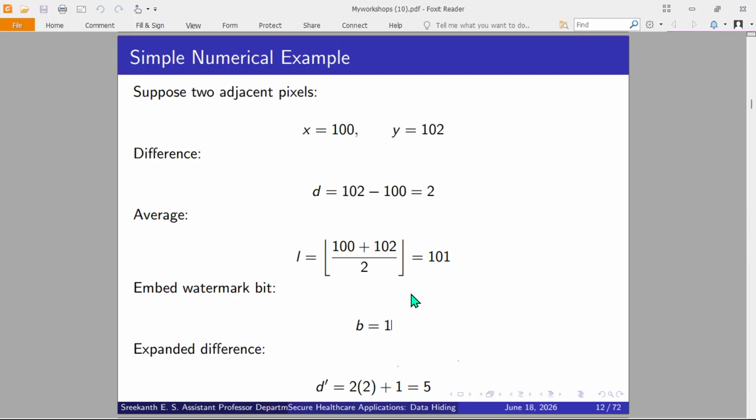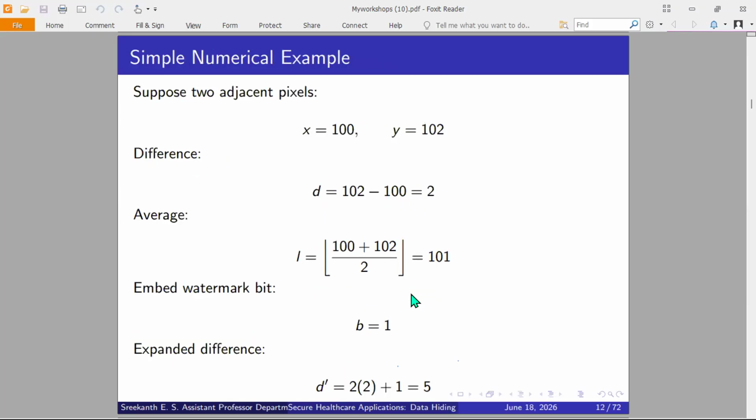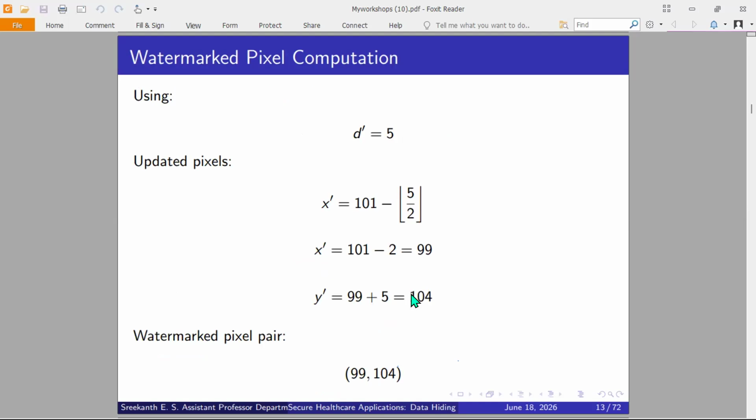Okay. So now, in the expanded difference, you will get d dash as 5. Now you are getting d dash as 5, and we are getting updated pixel values as shown in the equations before, that is 99 and 104. What are they? They are the new pixel values. Initially we had 101, and we identified the new pixel values as 99 and 104.